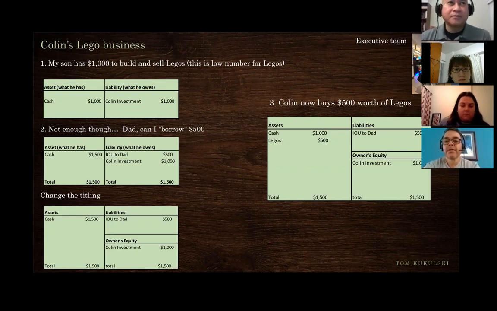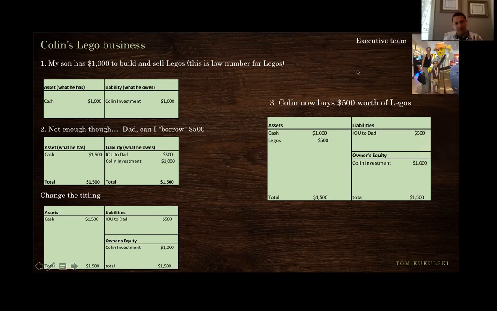So same part in part two, we just say assets, liabilities, and here's the one that will change. It says owner's equity, or eventually it could be retained earnings, shareholders' equity. There are all these different terms, but just think about it as what the investor, my son, has as his original investment, and we'll move from there. So again, we just change the titling. Here are the assets, $1,500. He owes $500 to me. He has $1,000 original capital.